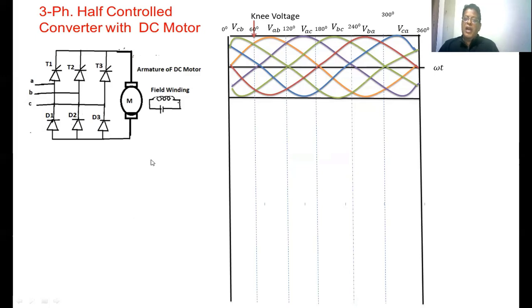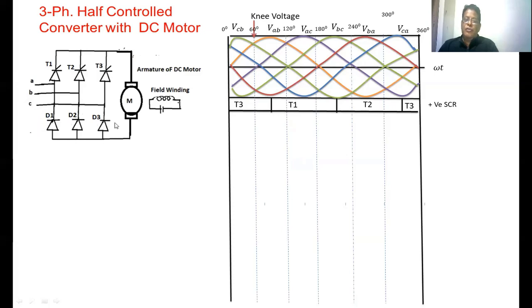Whenever you take alpha equal to 30 degrees, the firing angle for T1 is measured from 60 degrees. So at 90 degrees, at this point, T1 is on. Once T1 is on, it has to conduct for 120 degrees, up to here. Next, T2 conducts, because in the sequence T2 is next. Next, after 120 degrees, T3 has to conduct. So the positive group of SCRs is completed.